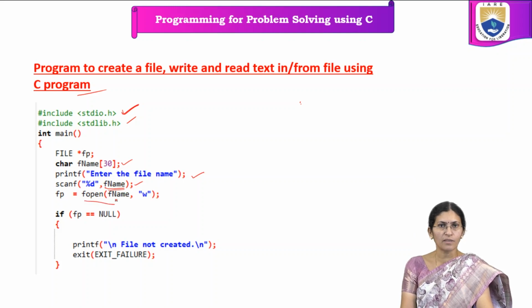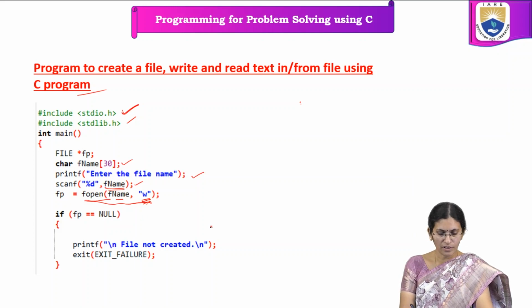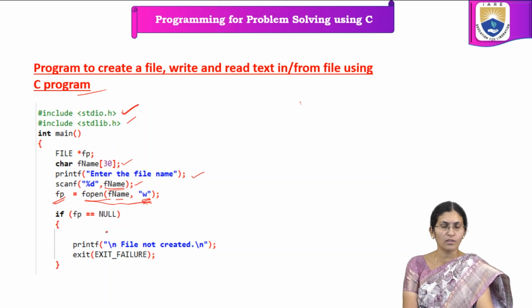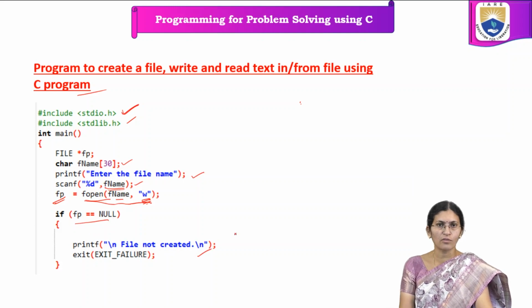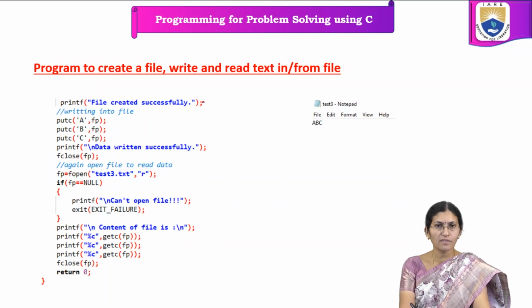First step is, in order to perform read or write operation, we need to open the file, and it takes 2 parameters, the name of the file and in what mode we are opening the file. First we are opening the file in write mode. Then we need to check whether the file is opened successfully or not, whether it is created successfully or not. So we have to write this condition. If fp is equal to null, the file is not created, so the program will terminate with error status. If the condition becomes false, the control is transferred here, so this statement will be executed, file created successfully.